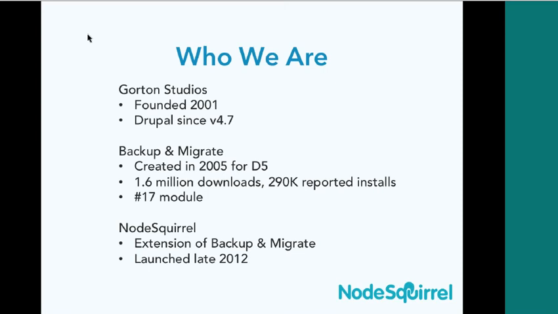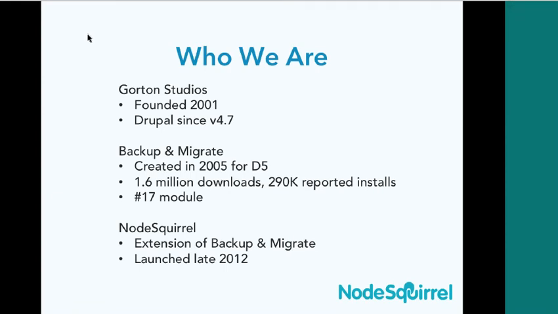Sure. Right. So NodeSquirrel is basically offsite storage for Backup and Migrate, essentially. Backup and Migrate by default will make a backup and store it where you tell it to. But out of the box, what's configured is the local files directory, because that's the one thing that Drupal always has. That's great, except a backup on your local server is not really a backup. It's a backup in some situations, but for any sort of serious problem, a backup sitting right next to the thing that went wrong is not terribly robust in terms of being a backup.